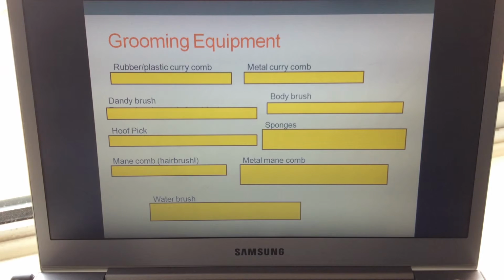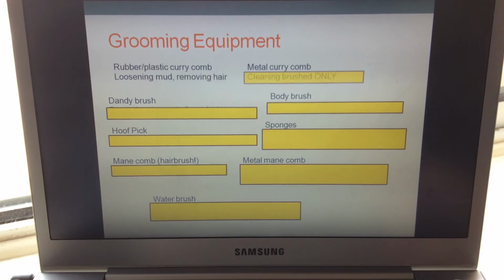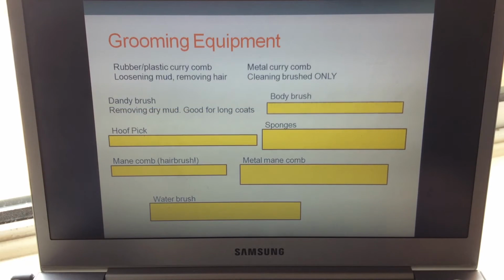I then moved on to grooming equipment. In this section, I picked a student's name and asked them about one of these items of grooming equipment. They needed to tell me where they would use this item, where they would not use this item, and also what its main use was. As they answered, the boxes would disappear like so.